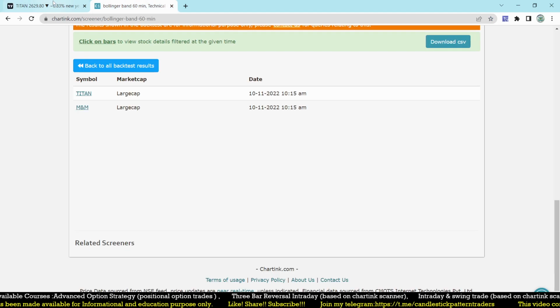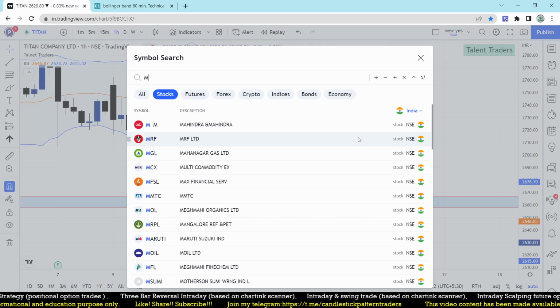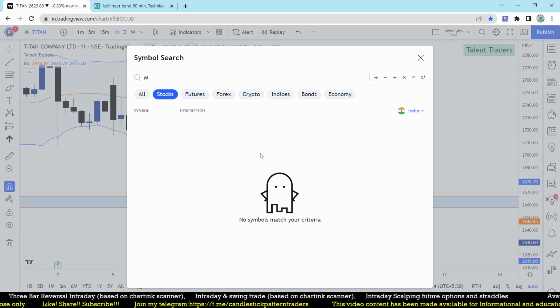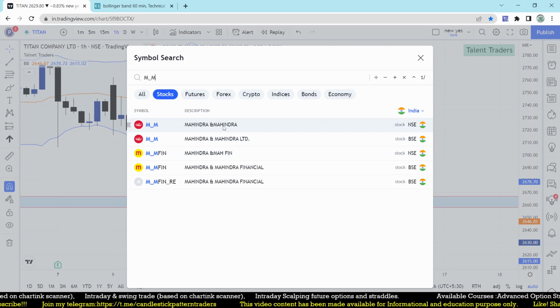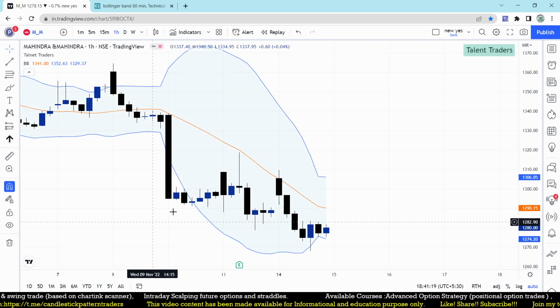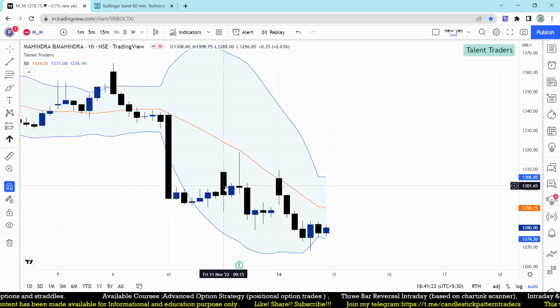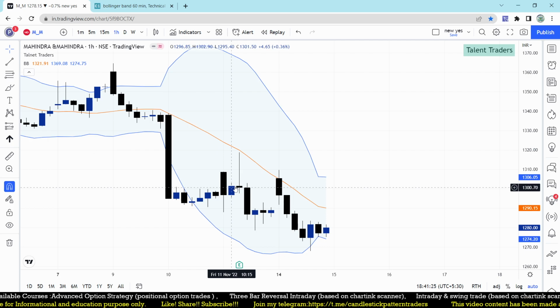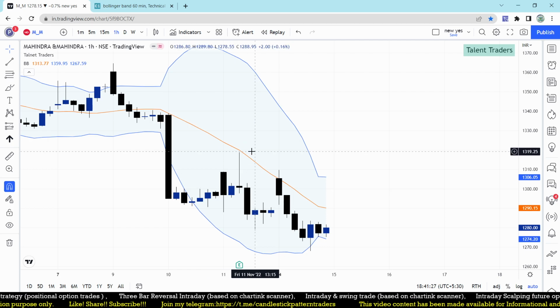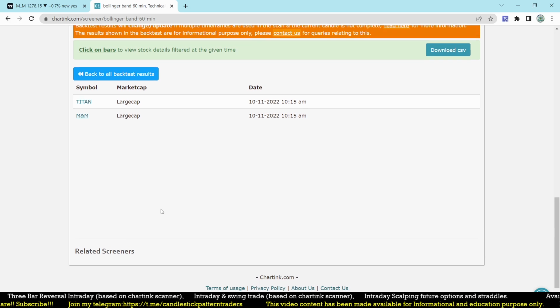And what about the other stock, M&M, Mahindra? That is also at the lowest level. Once it is not triggered on that day, the next day there should be a gap up opening, and from 1300 it went to a maximum of 1319. So okay, the scanner is working right now.